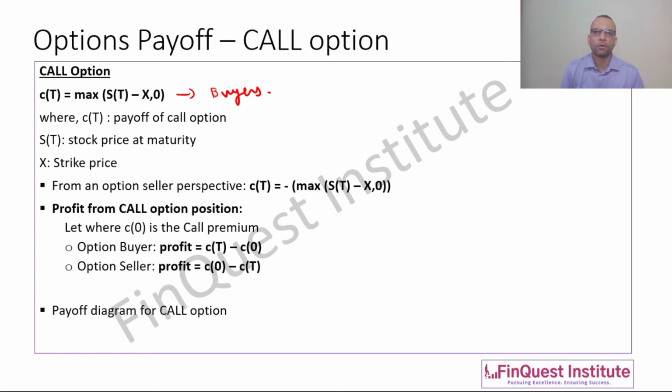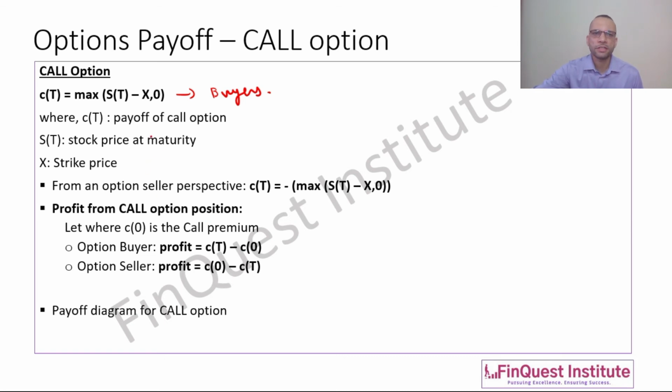So let C0 be the call premium. That is, this is the upfront premium that has been paid by the option buyer to the option seller. So the profit for the option buyer is nothing but the difference between CT, that is the option payoff at maturity, minus the premium which has been paid. Whereas for the option seller, the profit is going to be the premium which has been received at initiation minus the option payoff at maturity.